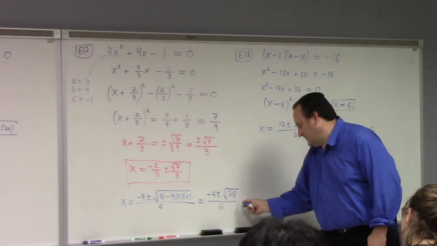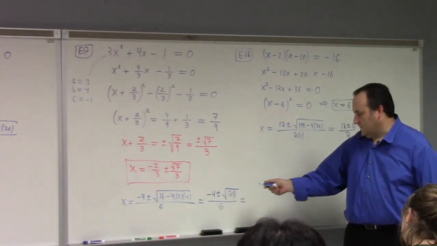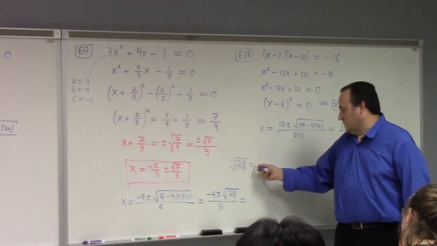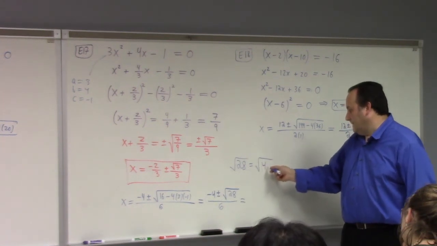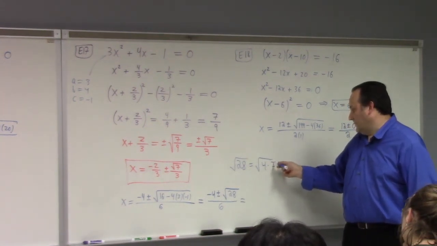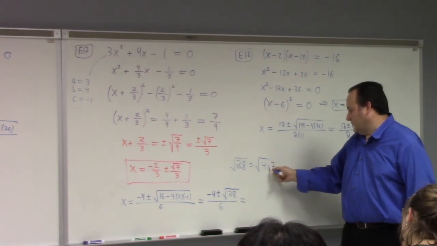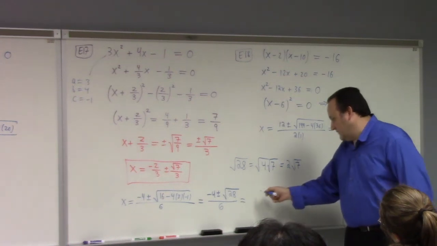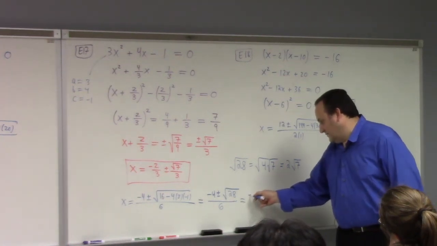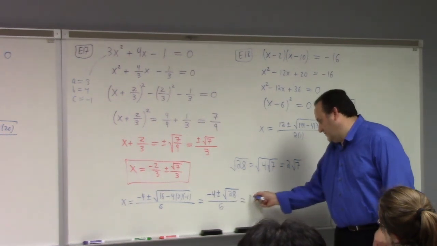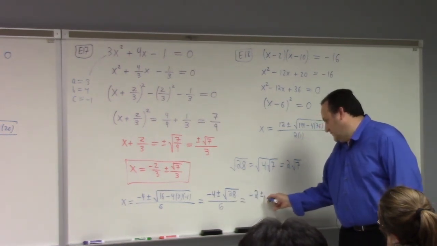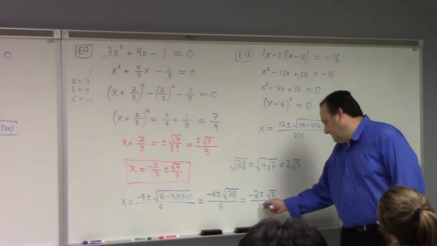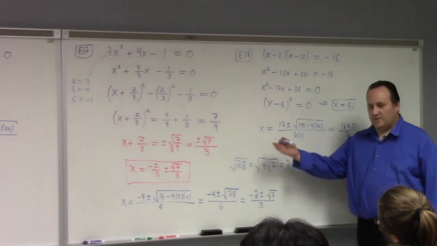Below this point, my handwriting starts to deteriorate. So square root of 28, maybe this is worth talking about. This is the square root of 4 times 7, right? So we could rewrite that as the square root of 4 times the square root of 7, which is 2 root 7. So this simplifies to minus 2 plus or minus the square root of 7, divided by 3, which is, of course, our answer.